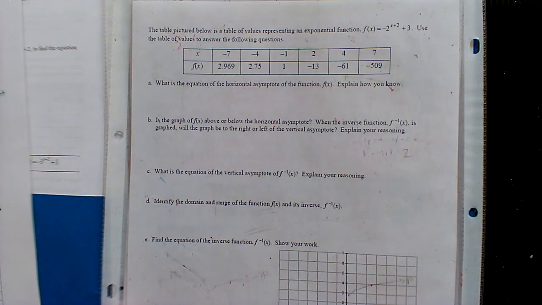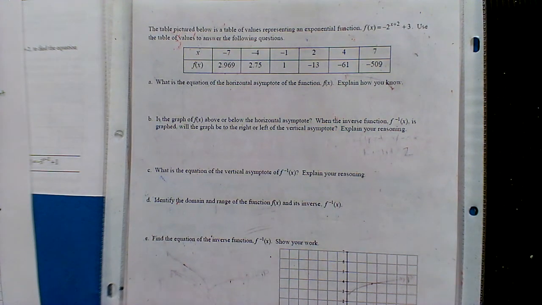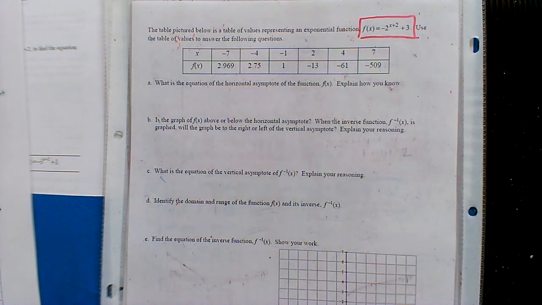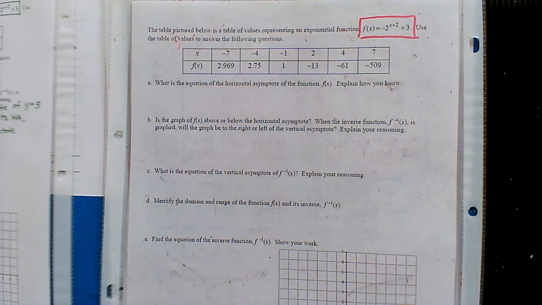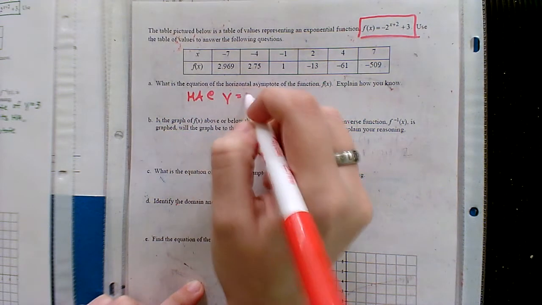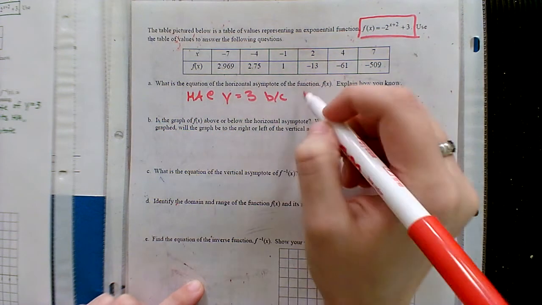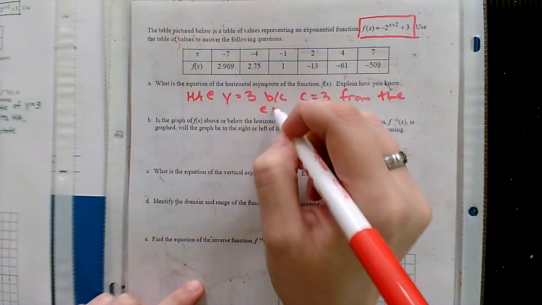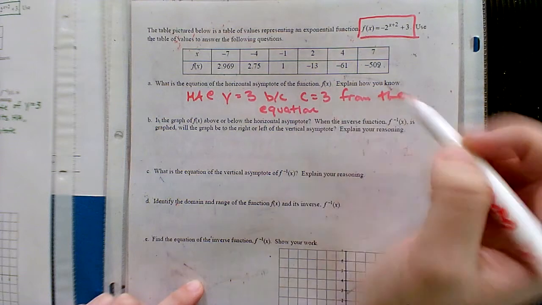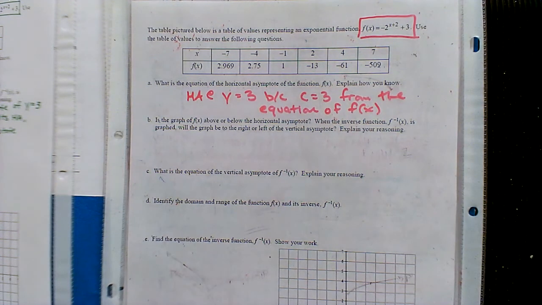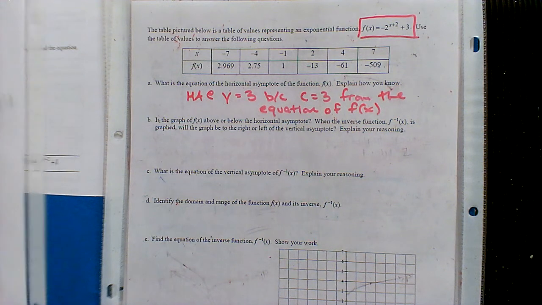All right, let's try another one. Very similar. The table pictured below is some values from this exponential function. Use the equation and the table to help you. All right, what is the equation of the horizontal asymptote? What do you think, Marie? How'd you know? Because c equals 3, and also as x approaches left end behavior. You could say either one. So the c value is 3 from the equation of f of x. You could say the left end behavior approaches 3, either one.